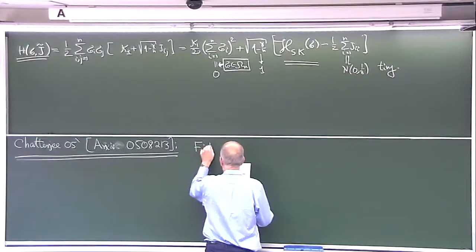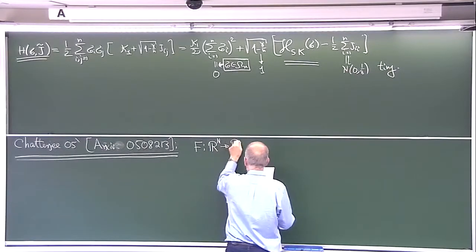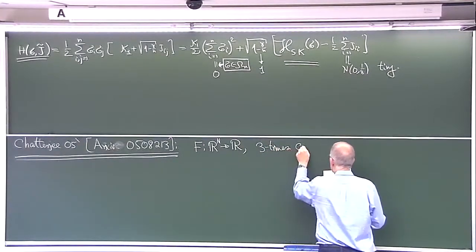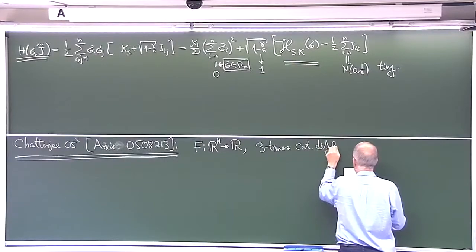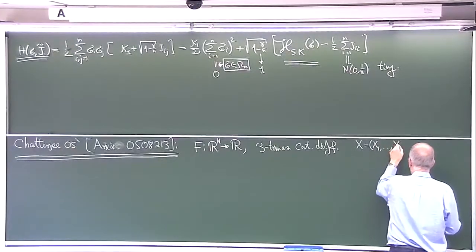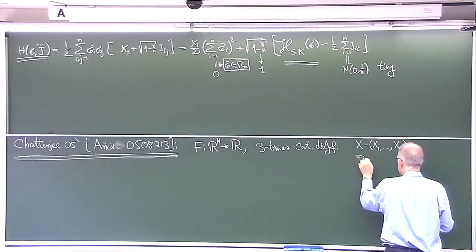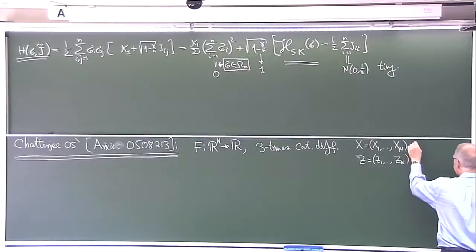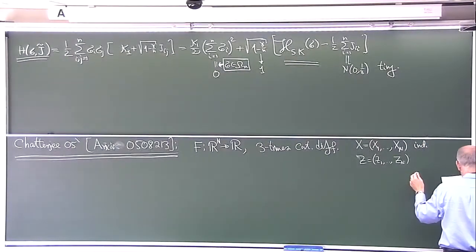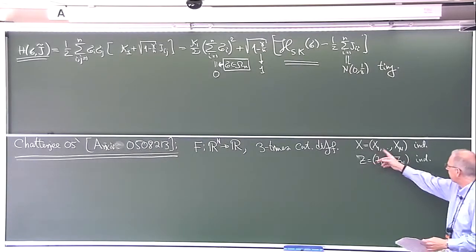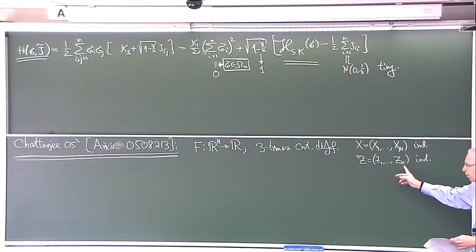Take a function A from R^n to R, which is three times continuously differentiable, and take two different vectors, x, which is x1 up to xn, and z, which is z1 up to zn, and they are both independent. All the coordinates of x are independent, and all the coordinates of z are independent. They don't talk to each other. This is just a vector of independent variables. It's a product measure for the x's, and a product measure for the z's.